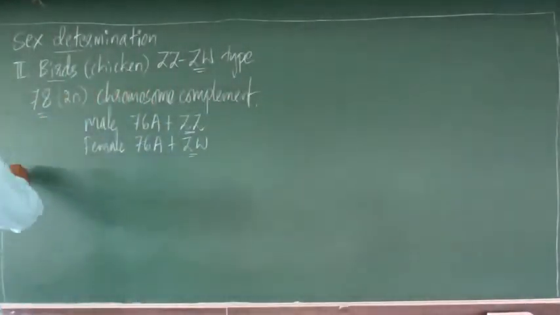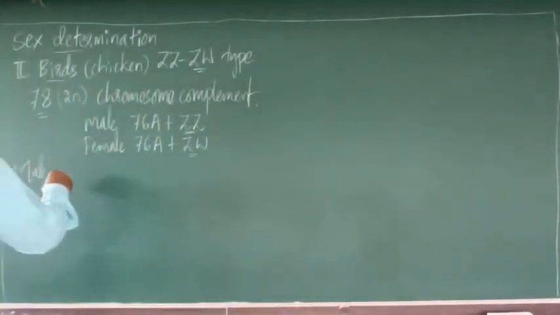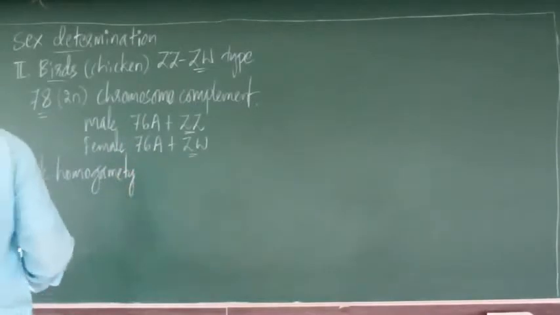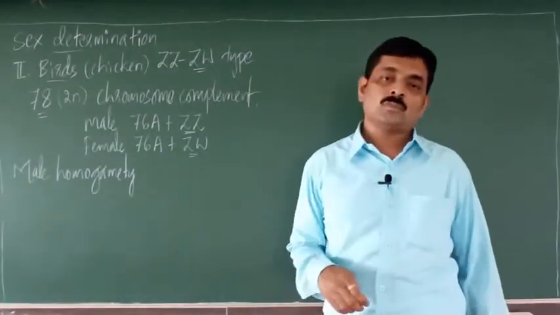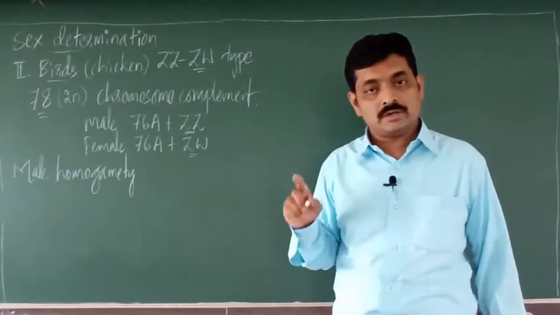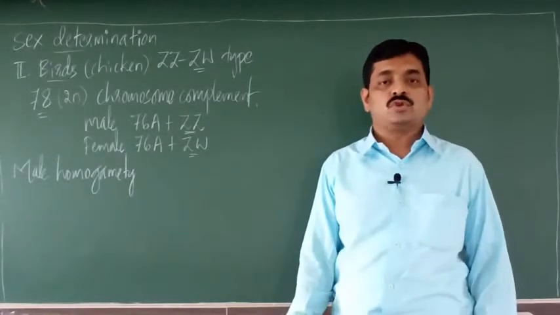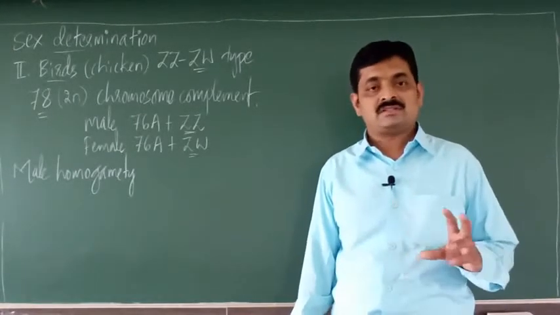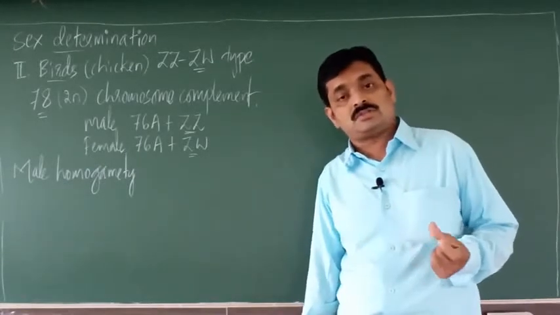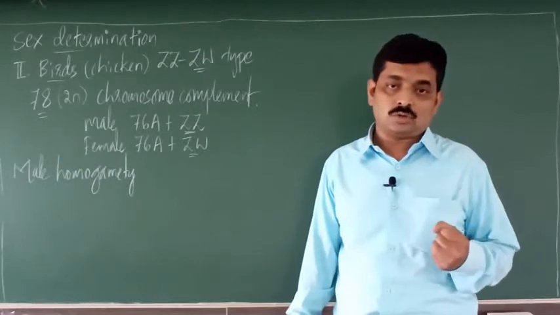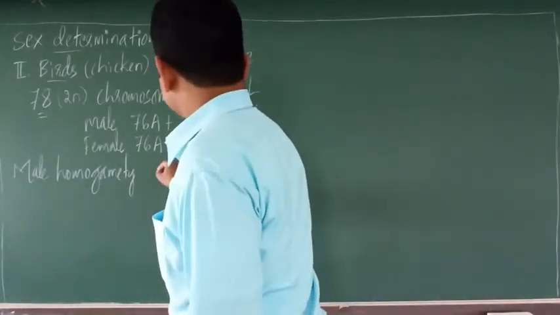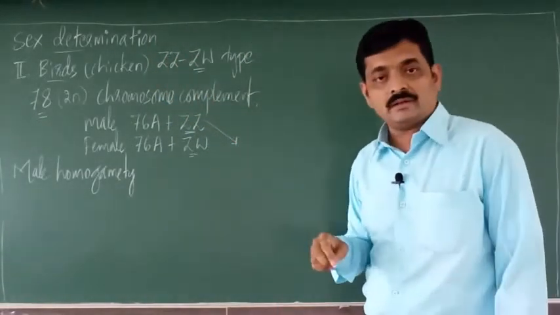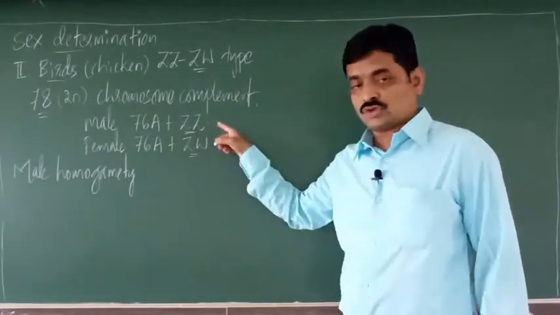So here you observe male homogamity, right? Male homogamity is observed in case of birds. So males produce homogametes. All gametes are similar, right? All gametes or all sperms, they are same. All sperms, they carry Z chromosome. Now just see here. This is the chromosome complement of a male bird.